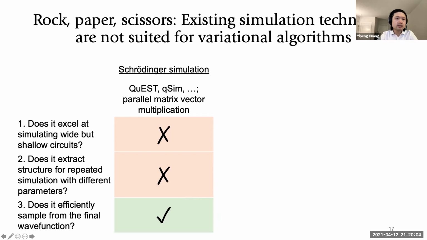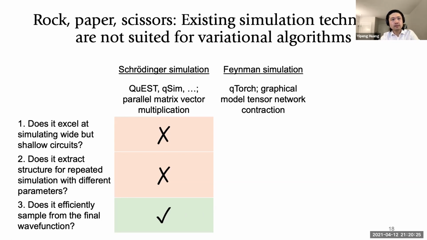And finally, what the Schrodinger style of simulation does excel at is that you're able to find the full final probability amplitude wave function of the quantum circuit. And so trying to draw samples is relatively easy.